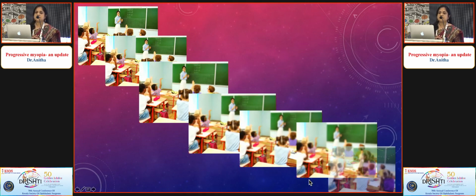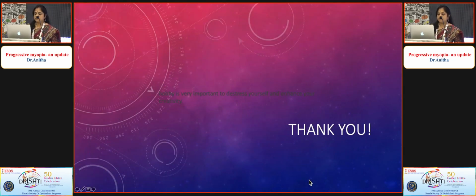As we can see here, with every 1 diopter increase in myopia, this is how the child sees blurred. It does affect their academic and socioeconomic life. It has a big socioeconomic burden, and therefore it is the need of the time to control progression of myopia.